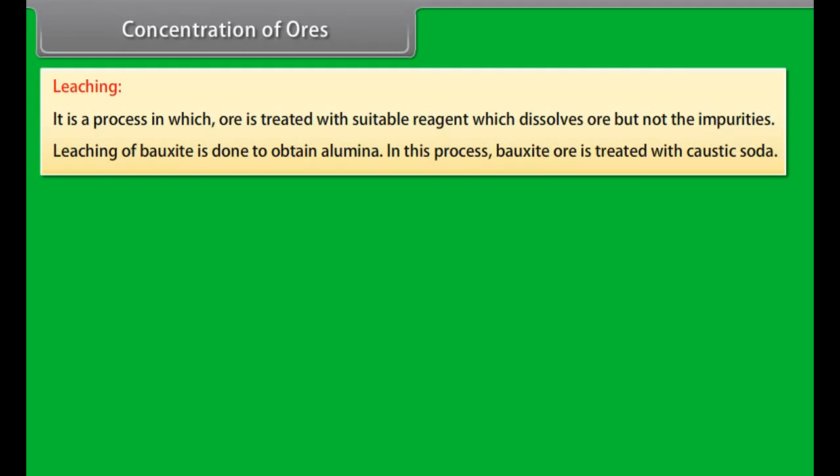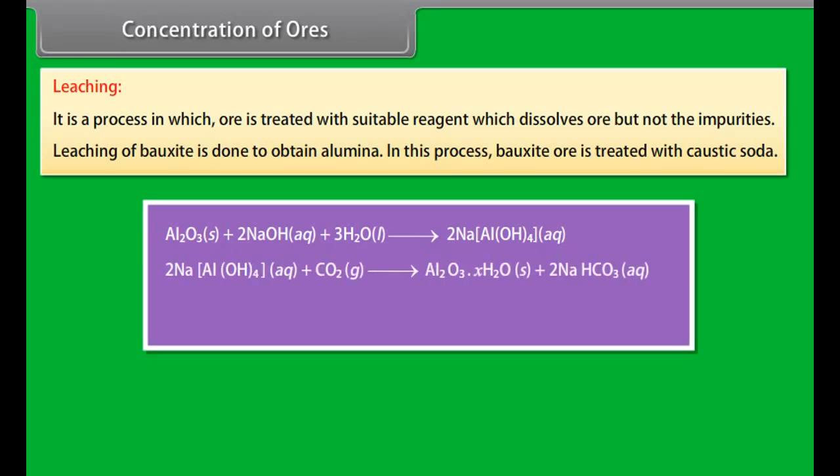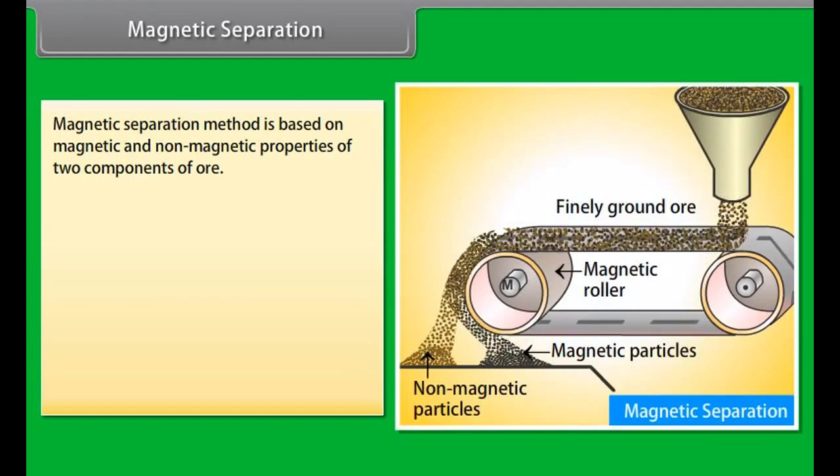Leaching. It is a process in which ore is treated with a suitable reagent which dissolves the ore but not the impurities. Leaching of bauxite is done to obtain alumina. In this process, bauxite ore is treated with caustic soda. Al2O3 dissolves in concentrated solution, leaving behind impurities. The aluminate in solution is neutralized by passing CO2 gas, and hydrated Al2O3 is precipitated.